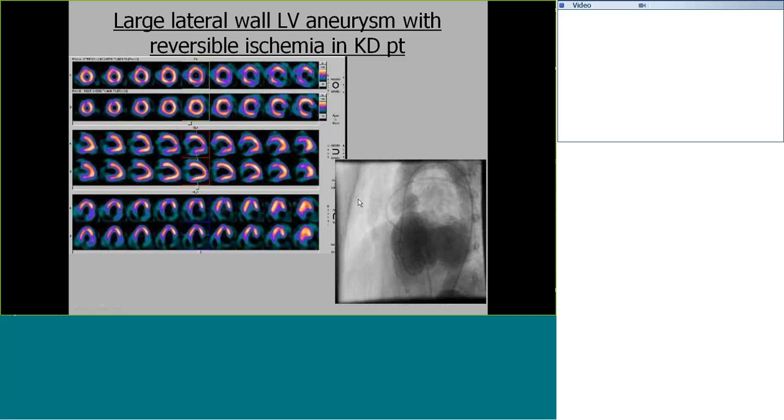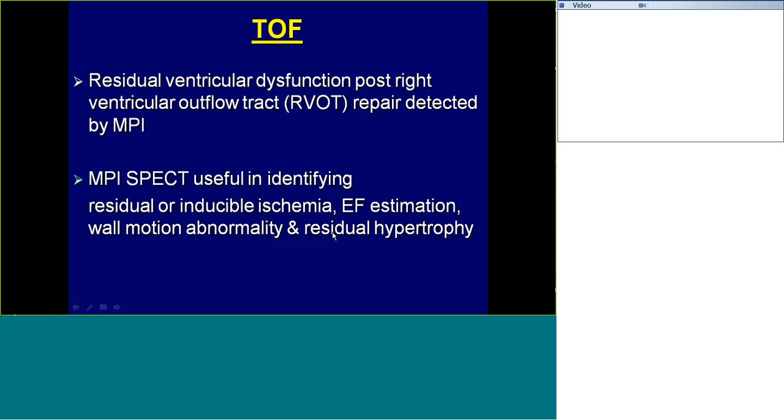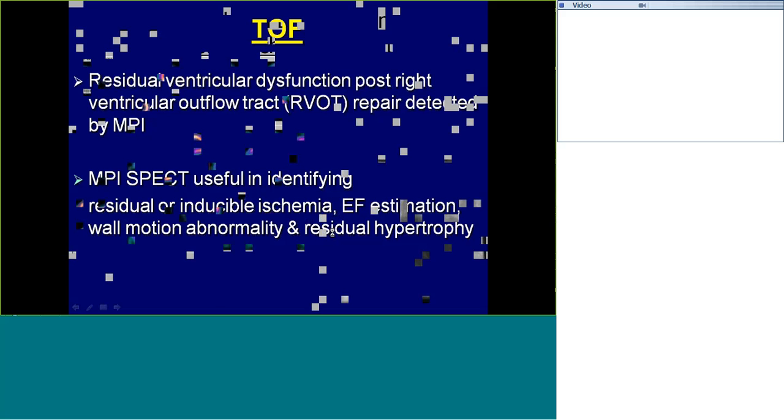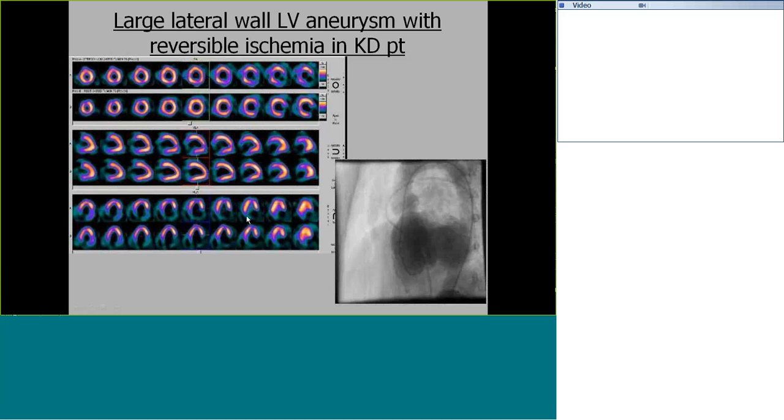This patient had an angiogram also showing the left ventricular aneurysm involving the lateral wall also. Rather, this patient came for the myocardial perfusion scan after the angiogram.